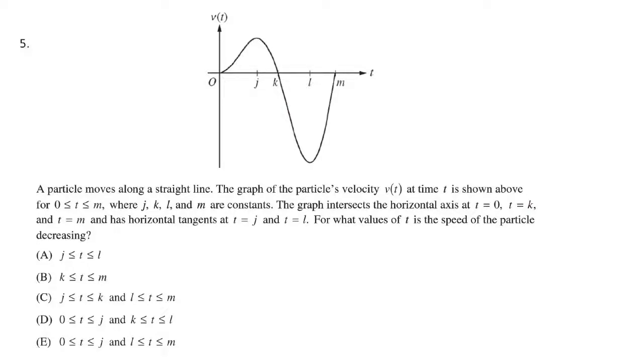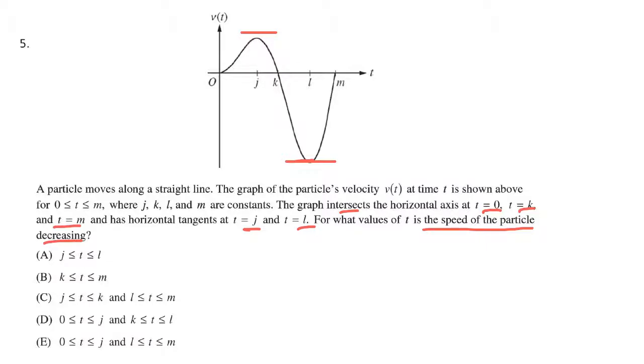Okay, for number 5, this is a particle motion problem. We're reading through, the graph intersects the horizontal axis at t equals 0, t equals k, and t equals m. And notice we're told that it has horizontal tangents at J and L, so that means I have a horizontal tangent here and here. And so, for what values of t is the speed of the particle decreasing?